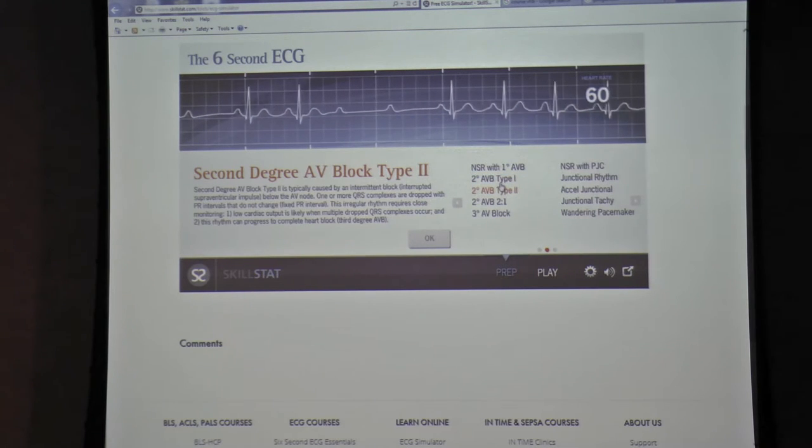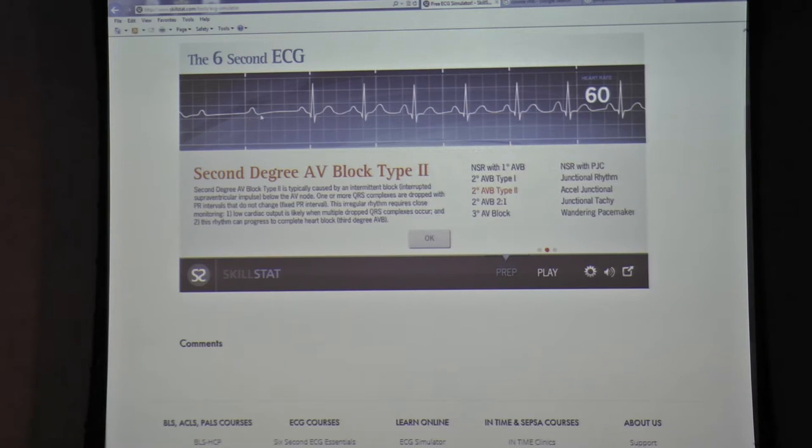Here's a, let me just wait for it to go across. Okay, so here we have P wave, QRS, P wave, QRS, P wave, QRS, P wave, QRS. Okay, so all of this looks fine.